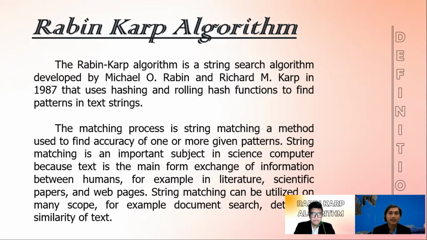The Rabin Karp algorithm is a string search algorithm developed by Michael O. Rabin and Richard M. Karp in 1987. It uses hashing and a rolling hash function to find patterns in text strings. The matching process is string matching, a method used to find the accuracy of one or more given patterns.